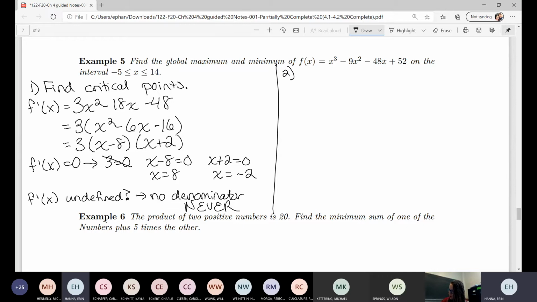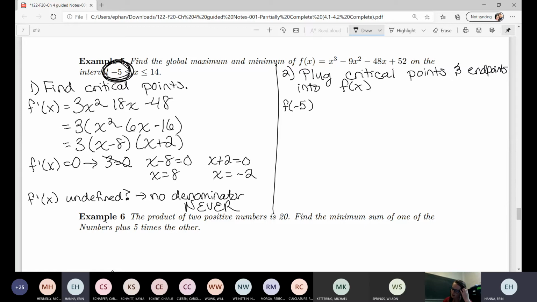Anyway, the next step, which is essentially the new idea, is we take all of our critical points and the endpoints and plug them into the original function. If you ever need to remind yourself where to plug in, remember we're trying to compare y values. We're trying to find the highest point and the lowest point. So we need to find f of -5 because that's one of my endpoints, f of -2 because that's a critical point, f of 8 because that's a critical point, and f of 14 because that's also an endpoint.